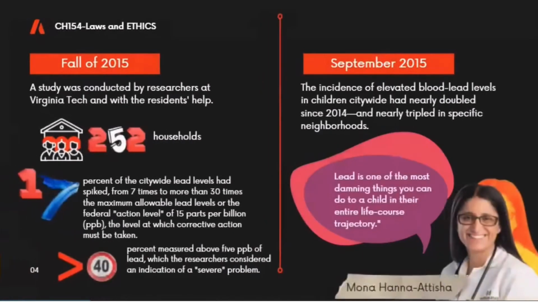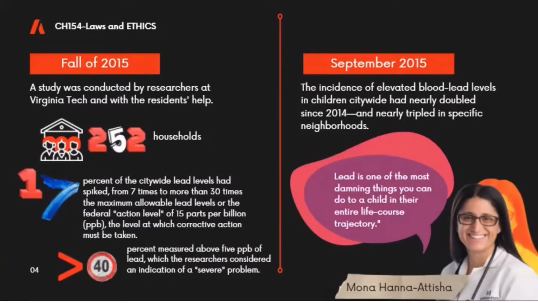In here, the study revealed that out of the water samples collected at 252 households, nearly 17% of the citywide lead levels had spiked from 7 times to more than 30 times the maximum allowable lead levels, or the federal action level of 15 parts per billion, the level at which corrective action must be taken. Additionally, more than 40% measured above 5 parts per billion of lead, which the researchers considered an indication of a severe problem.